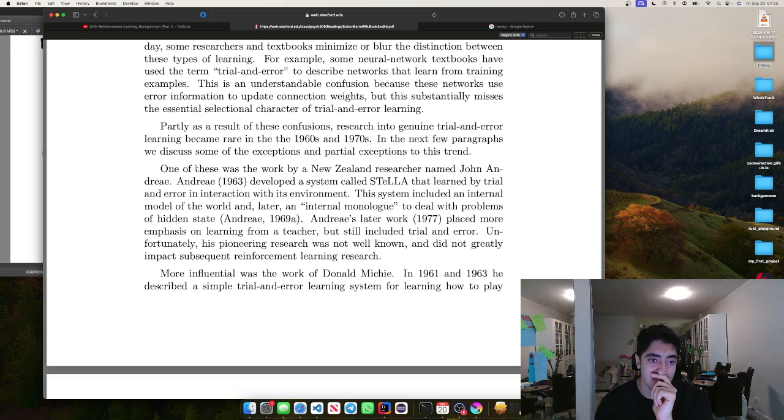In the next few paragraphs, we discuss some of the exceptions and partial exceptions to this trend. One of these was the work by a New Zealand researcher named John Andreae. Andreae developed a system called STeLLA that learned by trial and error in interaction with its environment. This system included an internal model of the world and later an internal monologue to deal with problems of hidden state. Andreae's later work, 1977, placed more emphasis on learning from a teacher, but it still included trial and error. Unfortunately, his pioneering research was not well known and did not greatly impact subsequent reinforcement learning research.